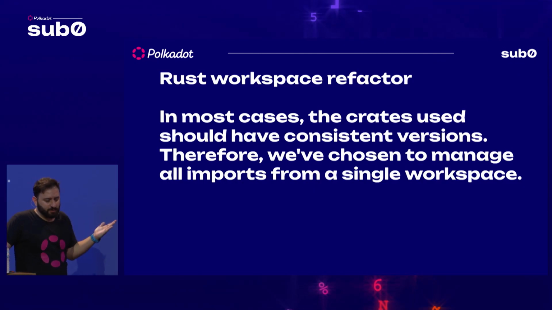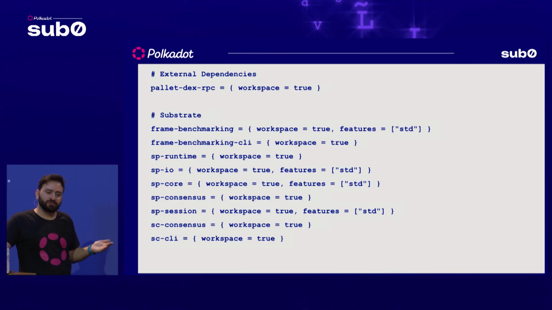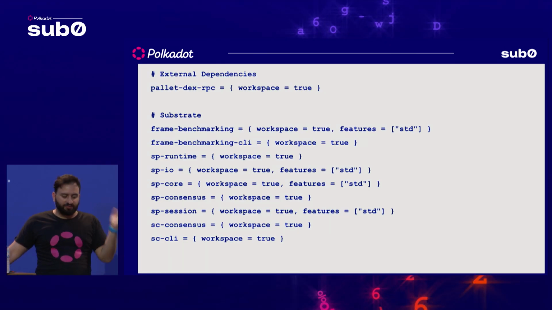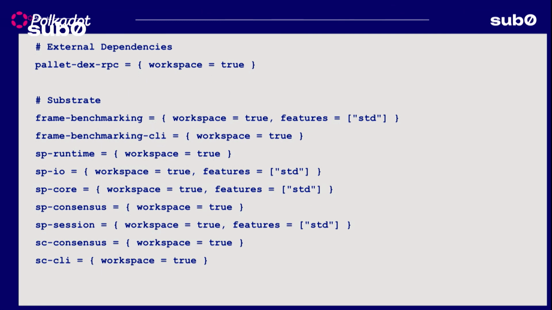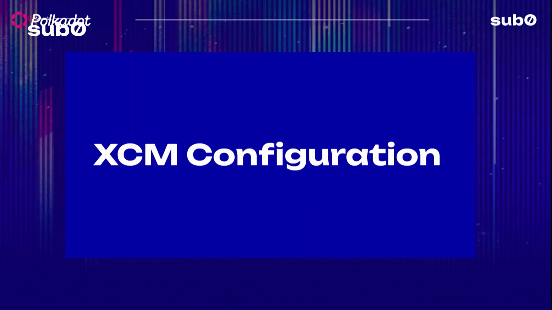Also, we rely on Rust workspaces. So we have to redefine everything to define all the imports on the workspace, and then we import it on the different crates we needed, like the runtimes and the nodes. And it's as simple as doing this. I super recommend you do this if you have your own project.